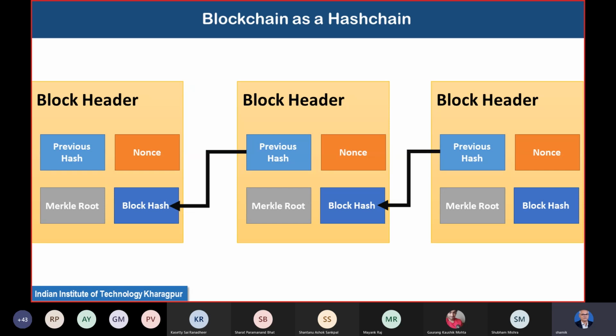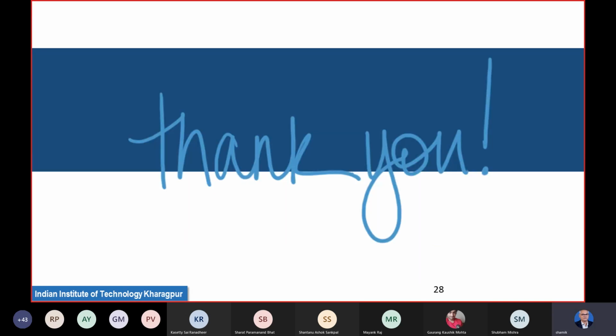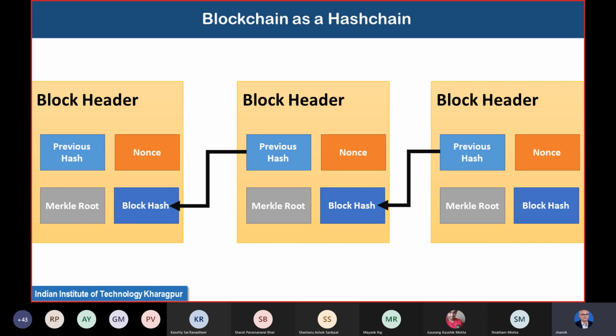But we have not yet discussed what is there in each block. That we'll discuss once we go to the appropriate lectures. So that brings us to the end of our first part on basic crypto primitives. We'll move on to the next part, where we will talk about digital signatures.